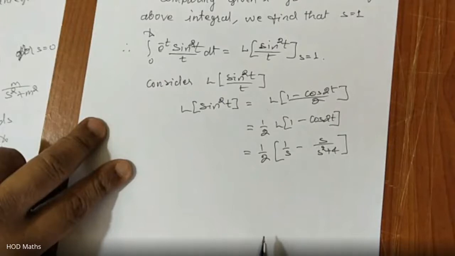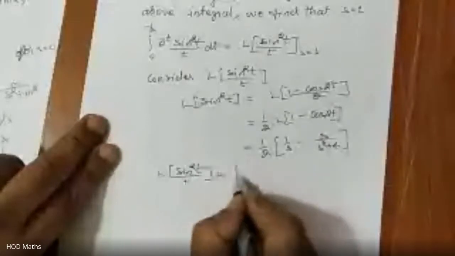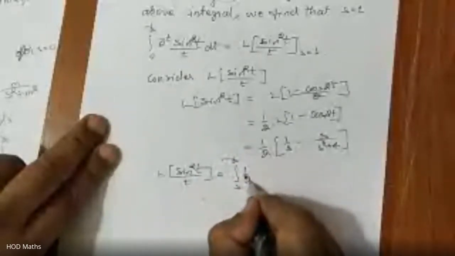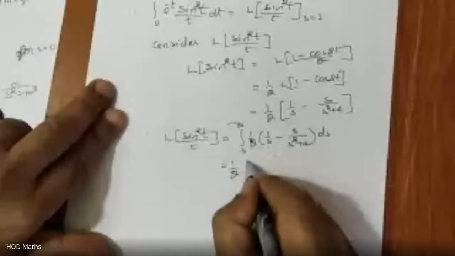Therefore, the Laplace transform of sine squared t by t will be the integration from s to infinity of half of (1 by s minus s over s squared plus 4) ds. Since I have solved this type of integral, the integral of 1 by s ds is log s, and the integral of s ds over s squared plus 4 is log of square root of s squared plus 4.